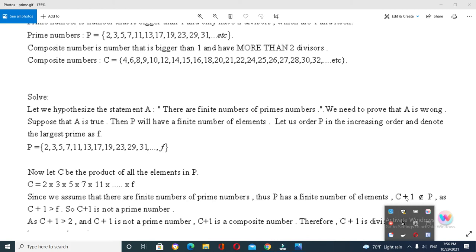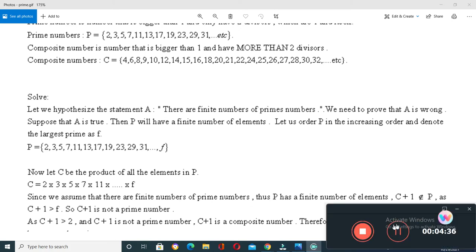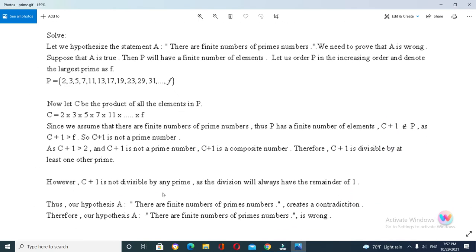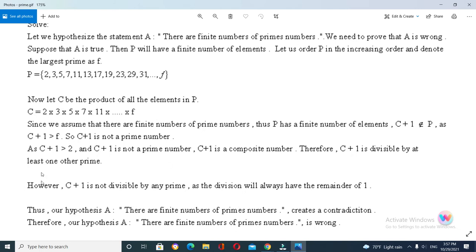And C plus 1, where C is the product we are considering, will not belong to P. C plus 1 will not belong to P. Well, that's obvious because C plus 1 is greater than F. So C plus 1 is not a prime number. Okay? So because P is the set of all prime numbers, that is our hypothesis, C plus 1 doesn't belong to P, so C plus 1 is not a prime number.